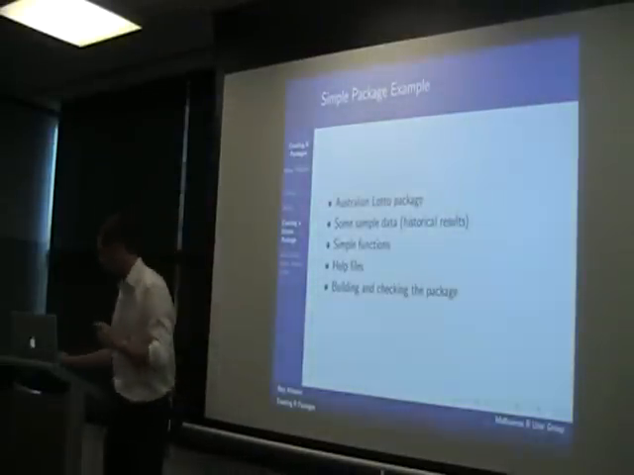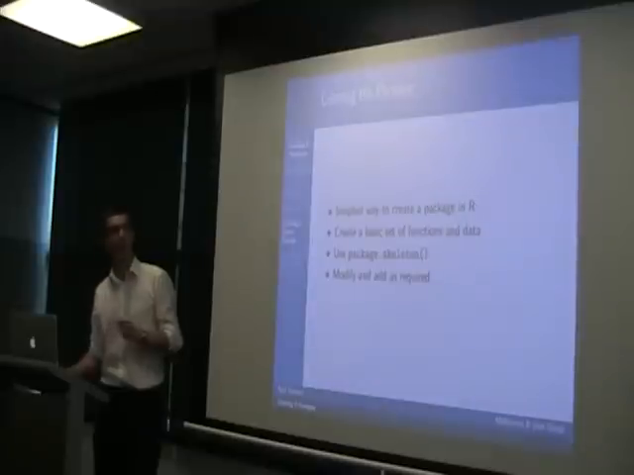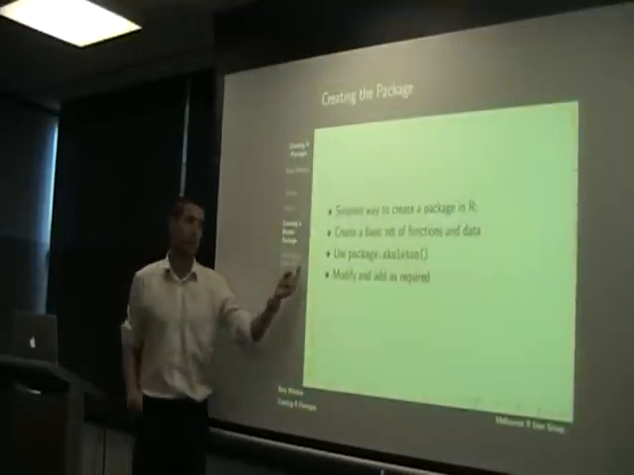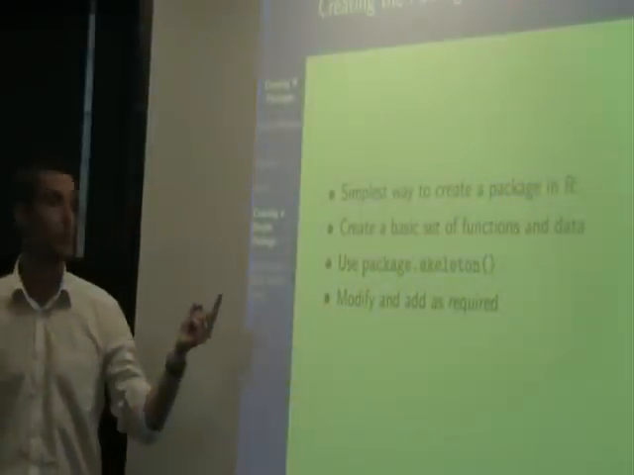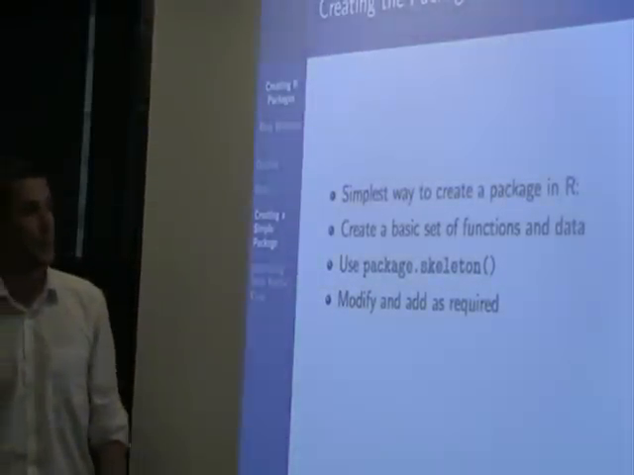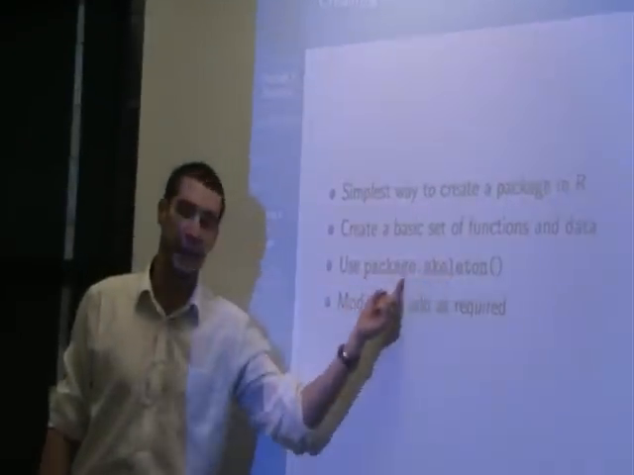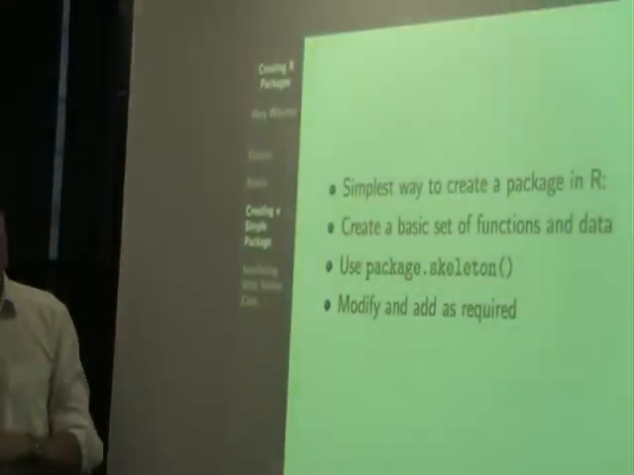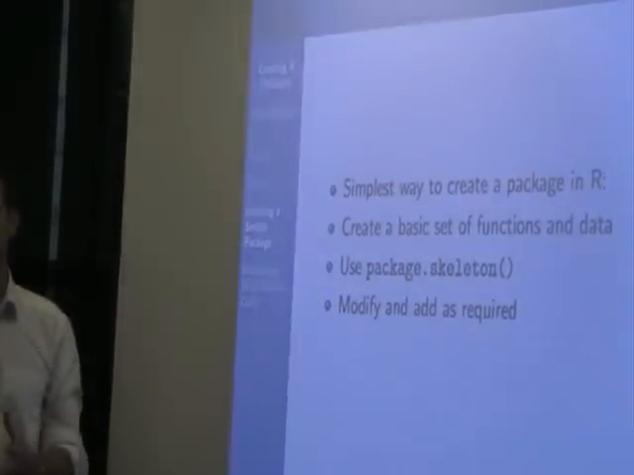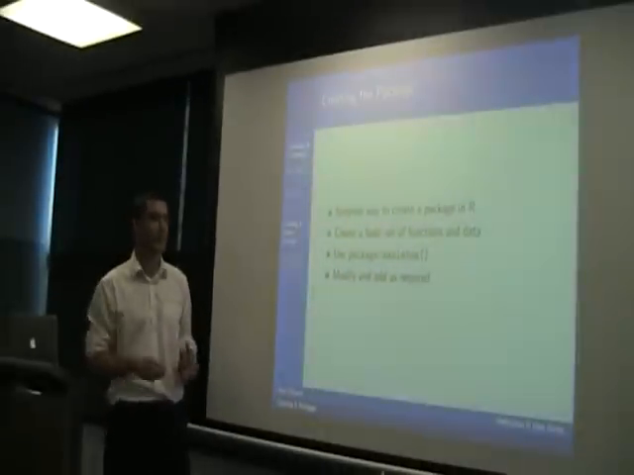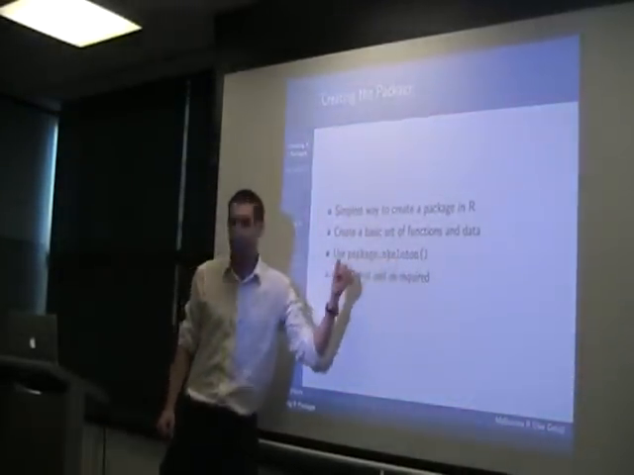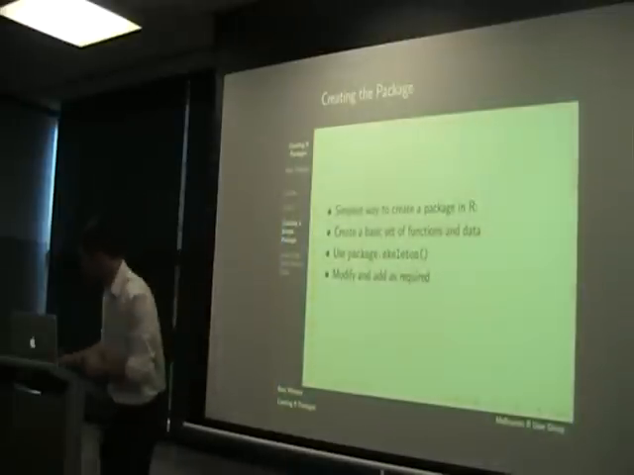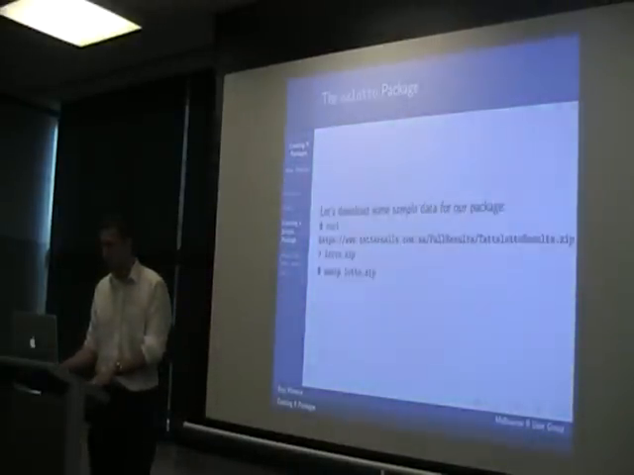So without further ado, this is my OzLotto package, which I'm going to create using this command, this package.skeleton command. Some of you would have used this quite frequently. But this package.skeleton command is R's convenient method of creating a package. I could build up a package from scratch. I could create all the directories, put everything in the right place, but R allows me to create one very easily using this, and I'll show you how.